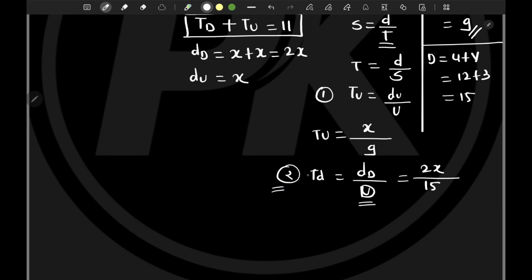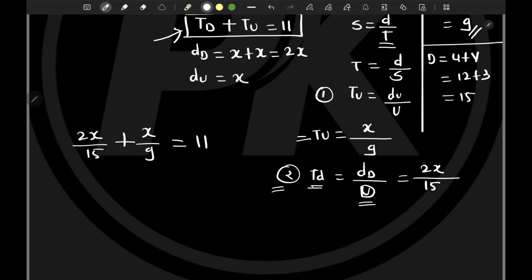Now we have TD, we have TU. So let's put both these values in this equation. So first we have to write TD. It is 2x by 15 plus TU, which is x by 9, is equal to 11. That is what is given.